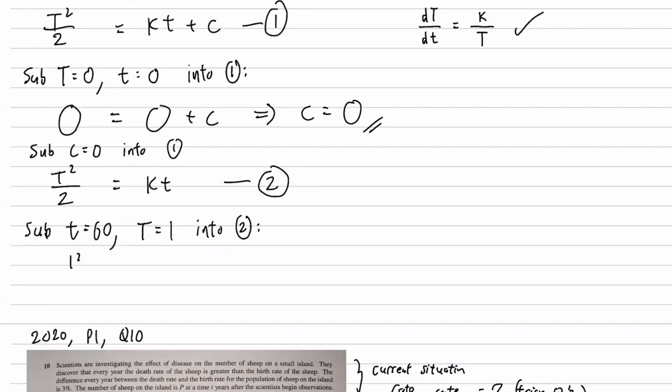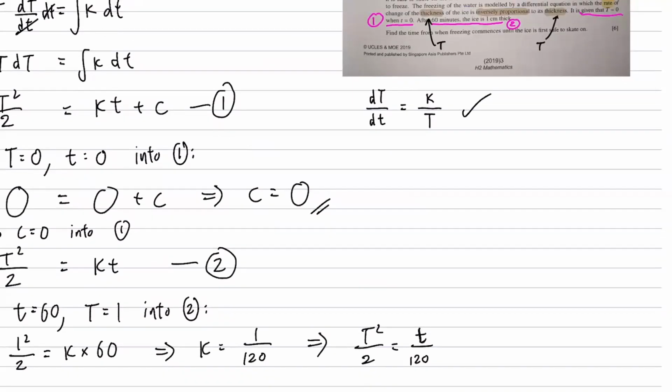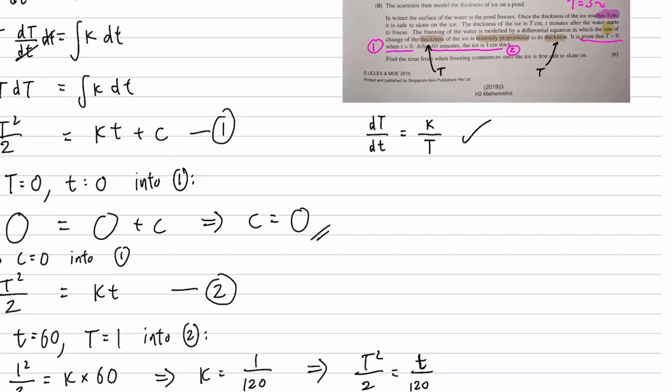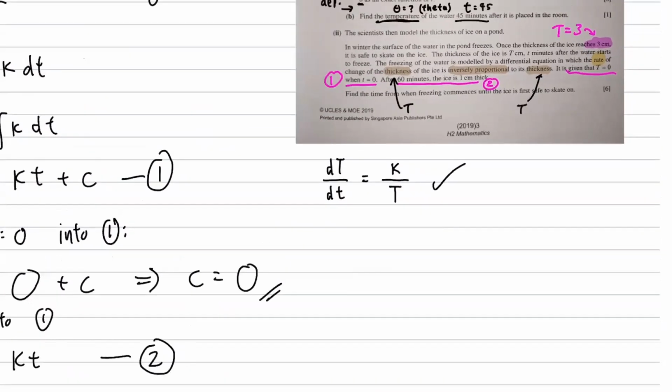So what we get is 1 square over 2 equals K times 60. Solving, you get K equals 1 over 120, right? So that means that you will get T square over 2 equals 1 over 120 times T. I'll just put the T on top. What did they ask for? Find the time from when freezing commences until the ice is first safe to skate on.